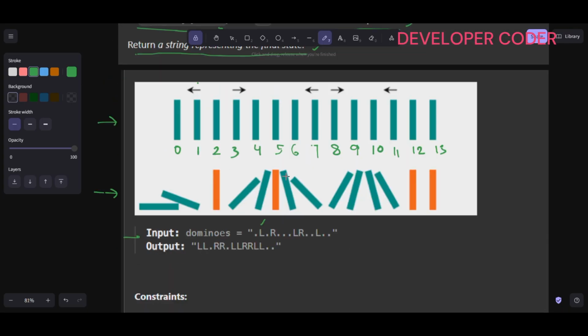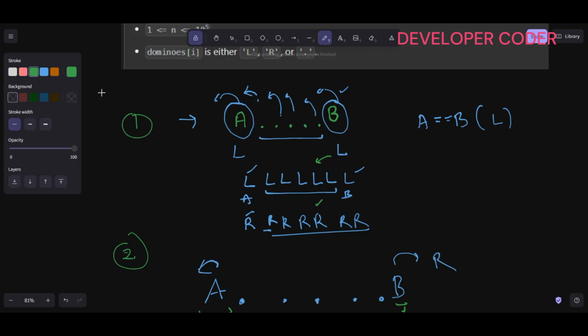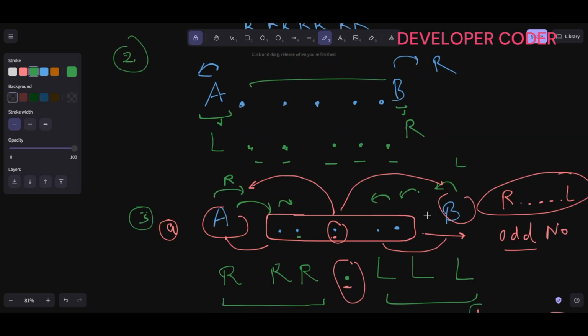So now this problem is very easy. Okay, so now see this. So how am I going to solve this problem? Here in all these cases we are considering one starting and one ending, A and B, and in between we are filling in the values, right?